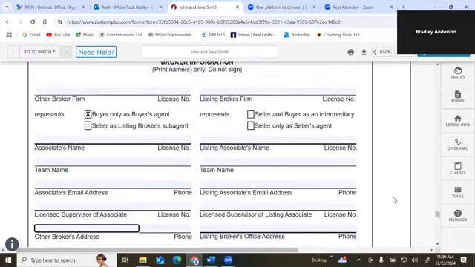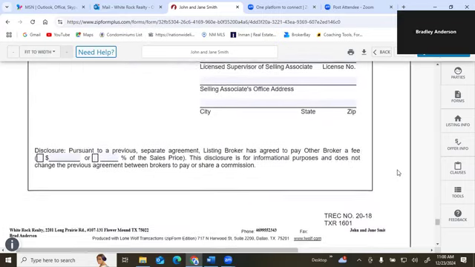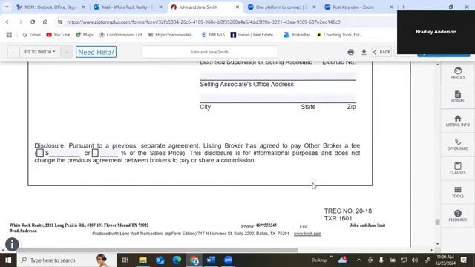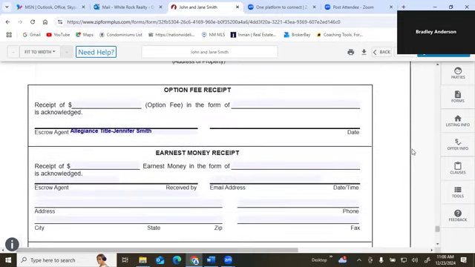Okay, so, and then you're going to check for them. Seller only is seller's agent. Okay, they're not the intermediary. If you're involved, by default, there is no intermediary. All right, and then similar to what this said before, for disclosure only, this is not binding. Pursuant to a previous separate agreement, listing broker has agreed to pay other broker a fee of X amount. This disclosure is for informational purposes only and does not change the previous agreement between brokers to pay or share commission. And then the last page is just a receipted page.